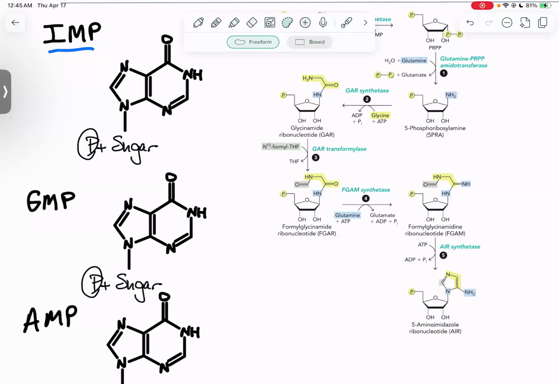Well, not too different, right? What do we have to do? Well, we're going to have to add a nitrogen containing group here, right? And what else do we got to do? I think that's about it, right? Not too bad. GMP is pretty similar.